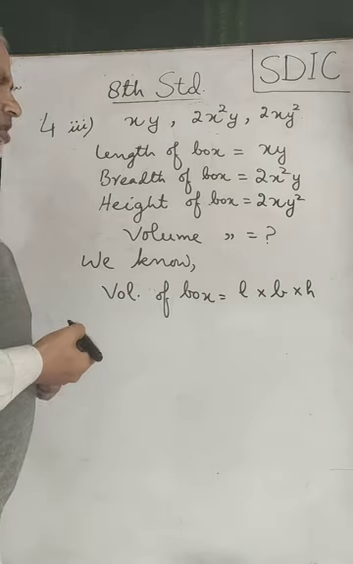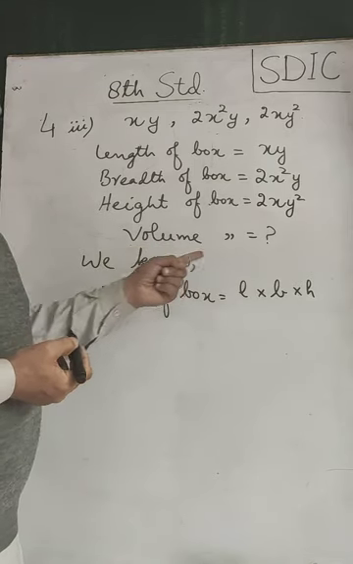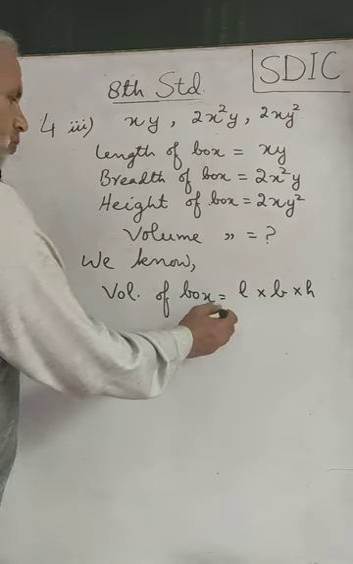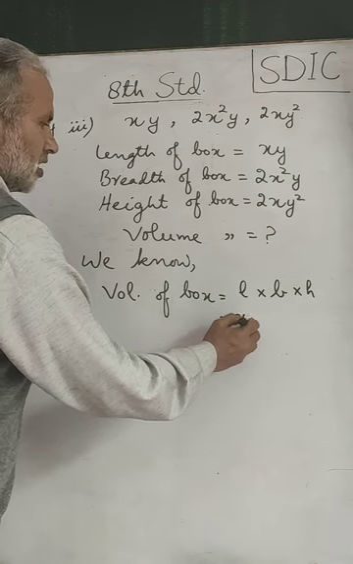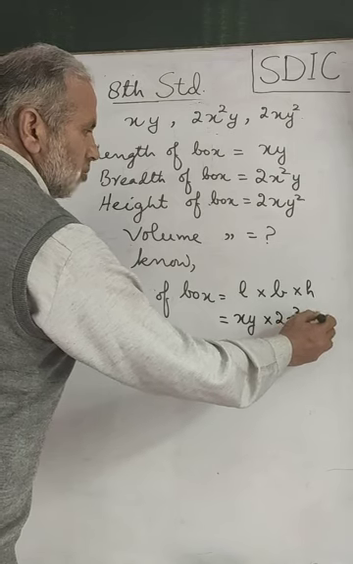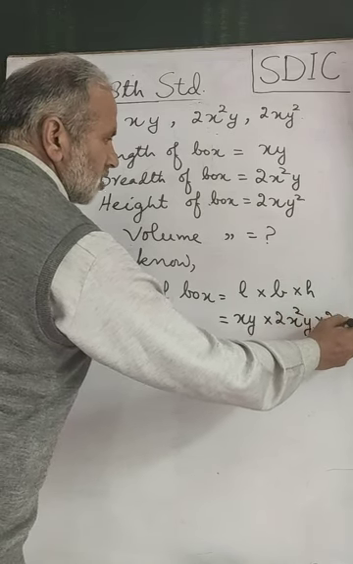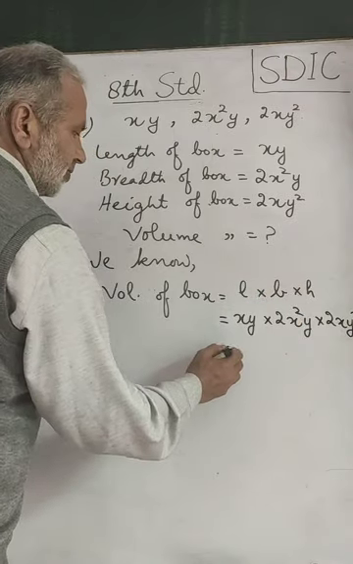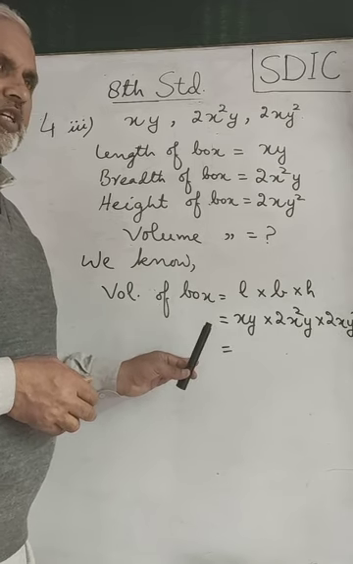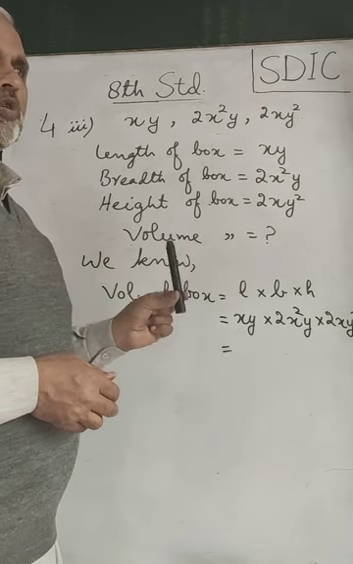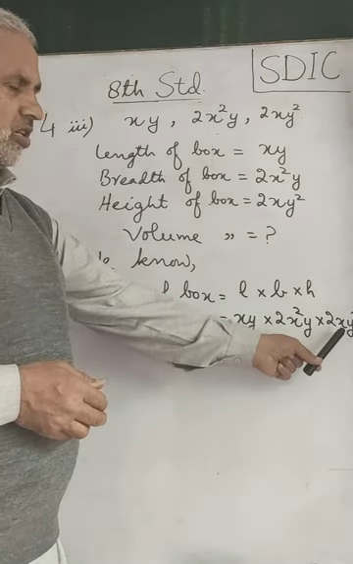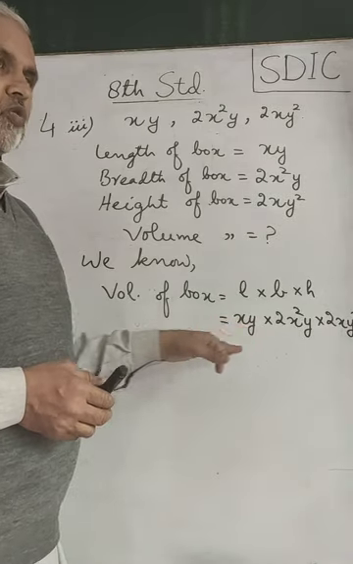These are the dimensions. Volume we have to find, so the question mark is here, and then we use the formula. Volume of box is length into breadth into height. Put the values of length, breadth and height. xy as length multiplied by 2x square y as breadth multiplied by 2xy square as height. 3 monomials are there. Multiply. Now, for the sake of convenience, we'll again choose out of the 3, first 2 only. The first 2. First one xy, second one 2x square y. We'll keep this third as it is. Let us first multiply these two.